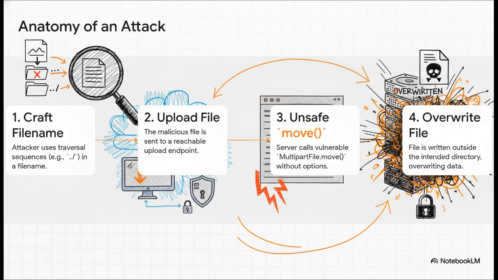So you can picture the attack playing out in 4 super simple steps. First, the attacker creates a file with a malicious name, using those ../ sequences. Second, they upload it through any normal file upload form on your site. Third, your backend code, if it's not written carefully, calls that vulnerable move function. And finally, boom, the file gets written to a sensitive location, maybe overwriting a critical config file.